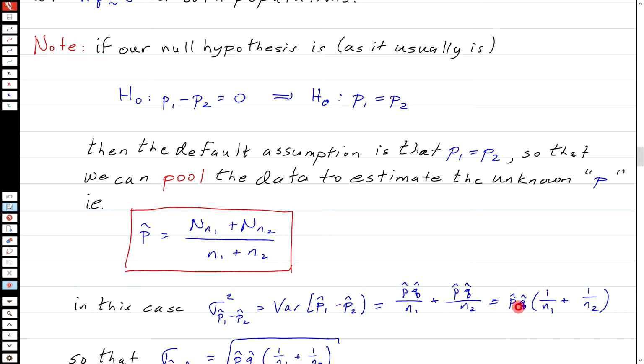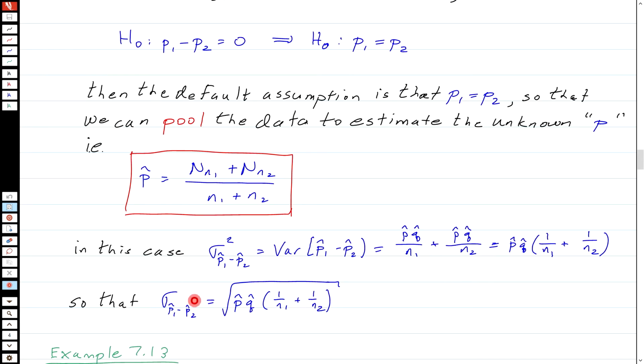So we can factor that out. And basically the variance of the difference between p hat 1 and p hat 2 becomes p hat q hat times (1 over n1 plus 1 over n2). And so the standard deviation is the square root of that whole thing.